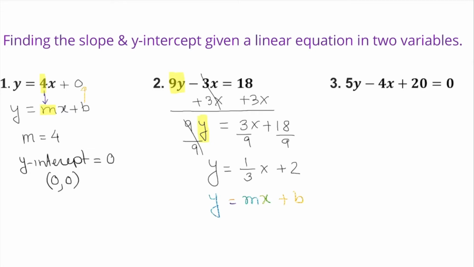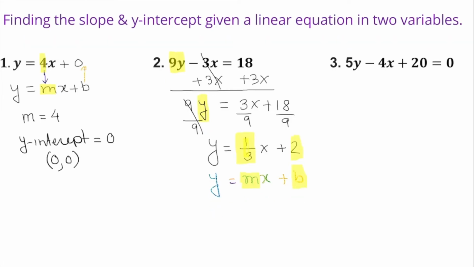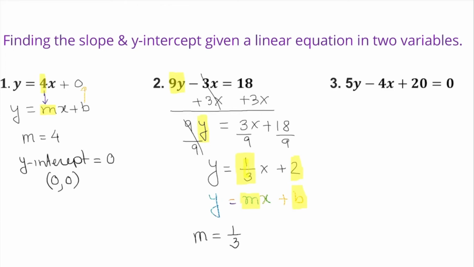This m is on the left of a variable, and this is also on the left of a variable. It doesn't matter if it is a fraction or a whole number, and this one is also matching here. So what is going on? M, the slope, is 1/3, rise over run, and the y-intercept is 2, but I'm going to write down 0 comma 2. The y-intercept is always an ordered pair.